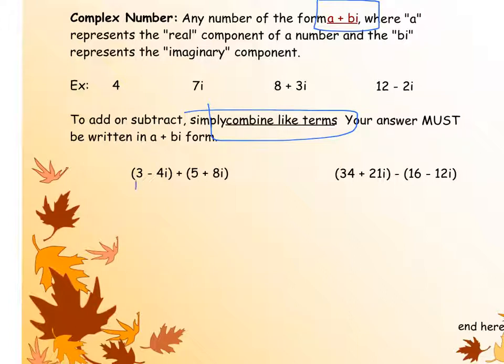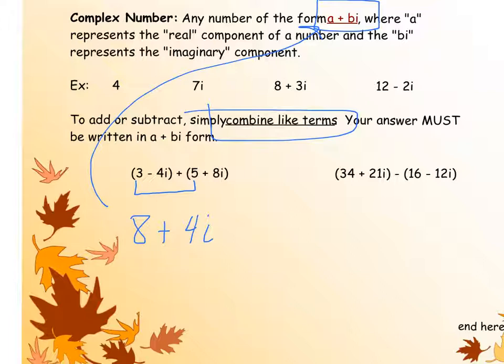So here I am going to combine my real components. 5 plus 3 is 8. And -4 plus 8 is +4. So that would simplify to 8 plus 4i, which gets me this form I was referring to before. Okay? And that's the form I want my answer in. That's what I'm looking for. That's a complex number. It has a real component of 8 and an imaginary component of 4i.